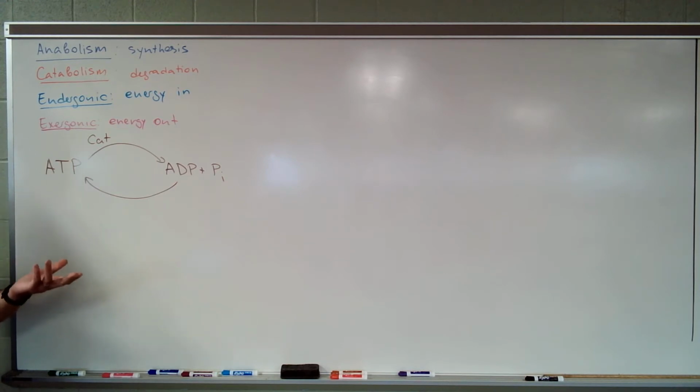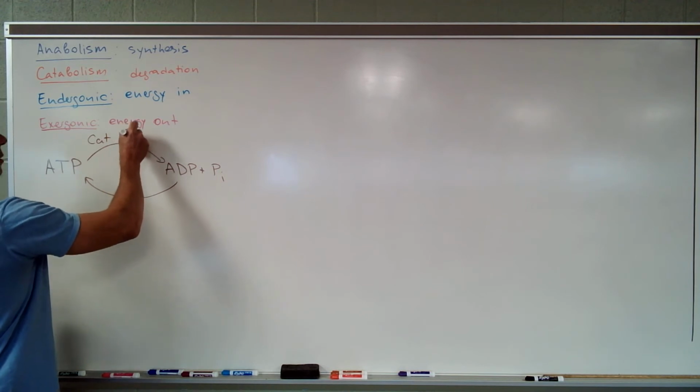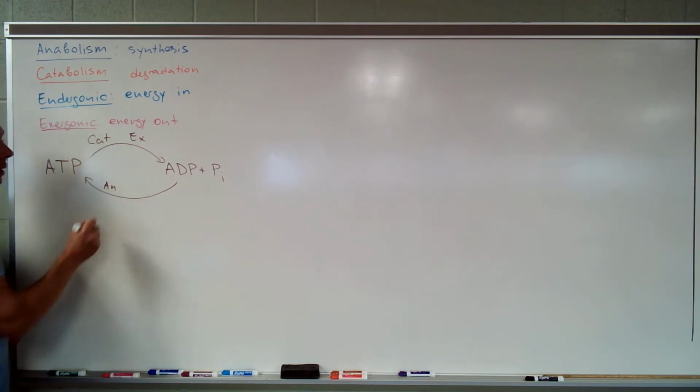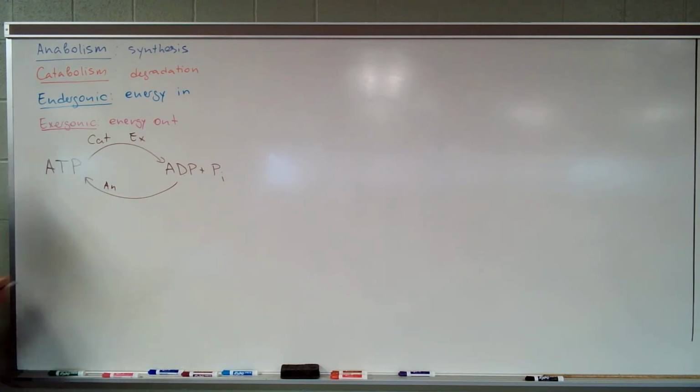Now, when ATP is broken down, is energy released or not? ATP is the energy currency of the cell. Yes. So catabolic, exergonic, right? When you synthesize ATP, when you synthesize, anabolic, do you need energy? Of course. So endergonic.